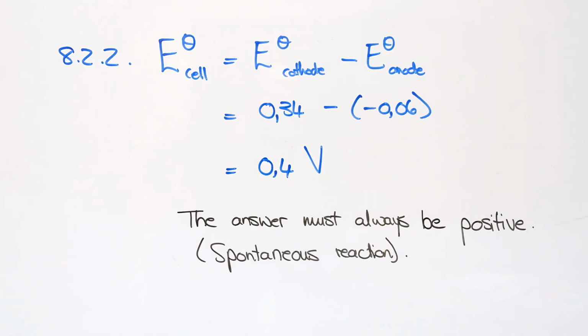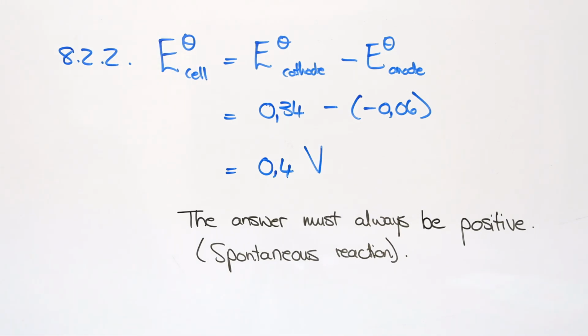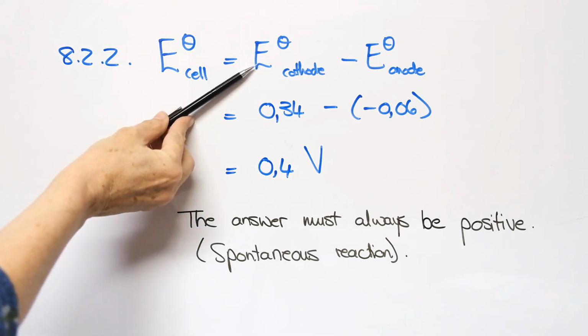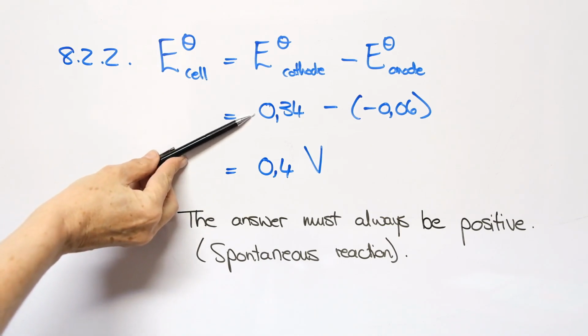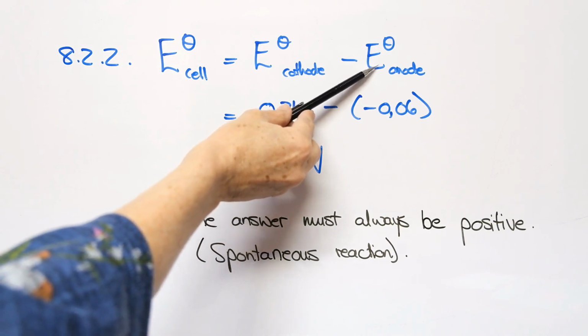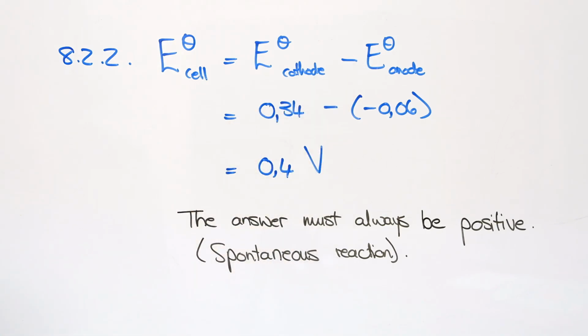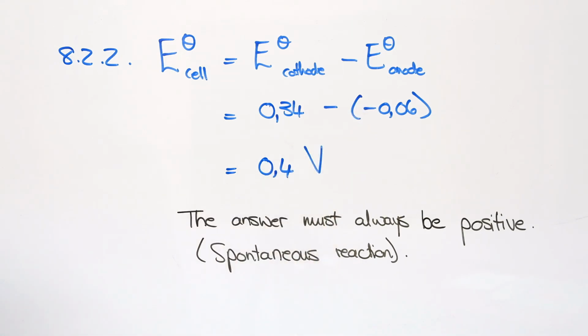8.2.2, we're going to use the equation from the data sheet. You need to calculate the cell potential of this cell under standard conditions. So the half reaction at the cathode is your reduction half reaction, which is the copper half reaction. So the cell potential for that one is 0.34. The half reaction at the anode is your oxidation half reaction, which is the iron half reaction. That cell potential is negative 0.06. The two negatives become a positive, so your cell potential under standard conditions is 0.4 volts.